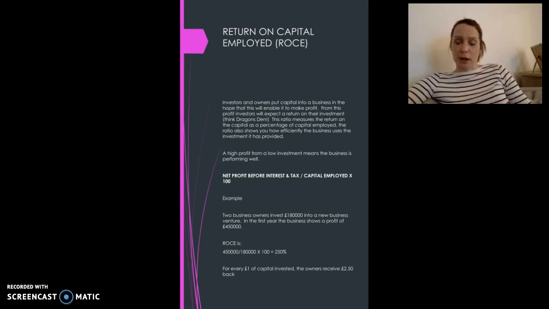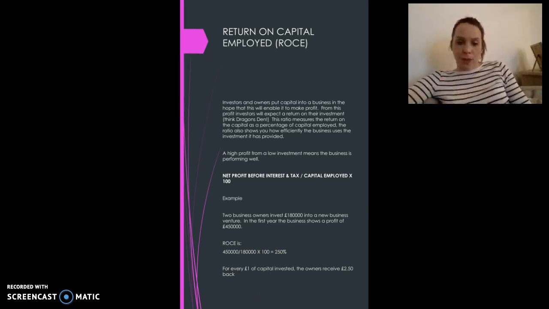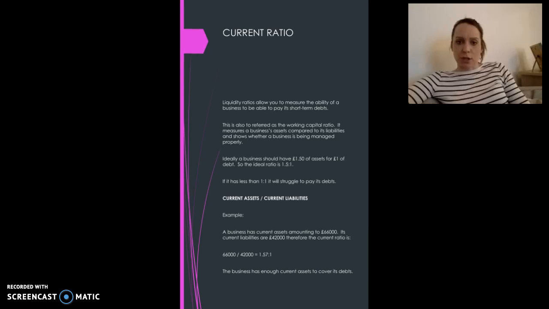So we're looking at a higher rate than more than one here. Okay, so for every £1 that they've put in, you're always going to be looking for something which says more than £1, and obviously the more than £1, the better. So those are your profitability ratios.